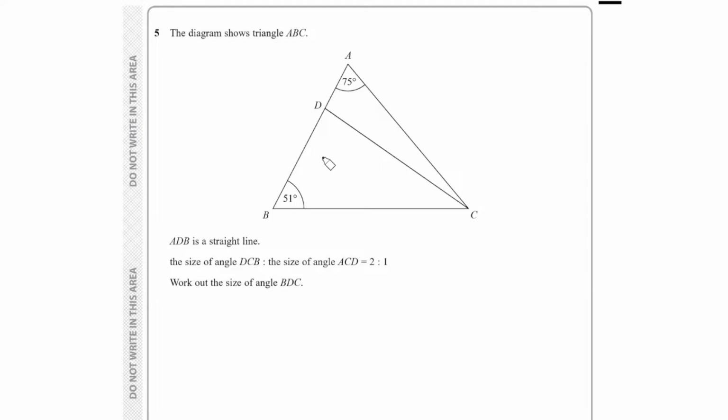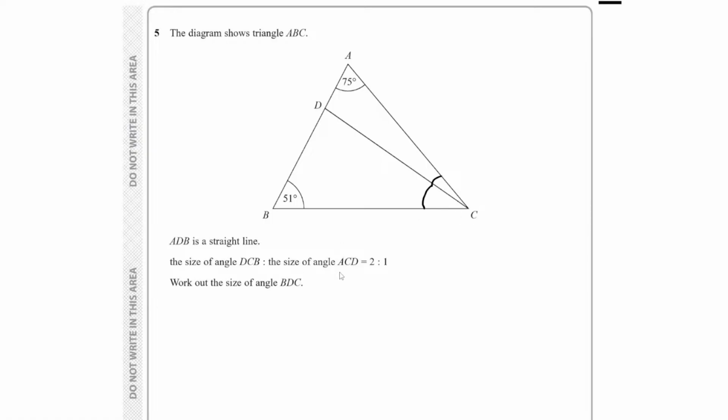Okay, question 5, we normally get some kind of general angles question, maybe a bit of ratio within that. So we've got the diagram shows triangle ABC, so the whole thing. ADB is a straight line. I think that's kind of implied, isn't it? The size of angle DCB, D to C to B, so this one, to the size of the angle ACD, so this little one here, is in 2 to 1.